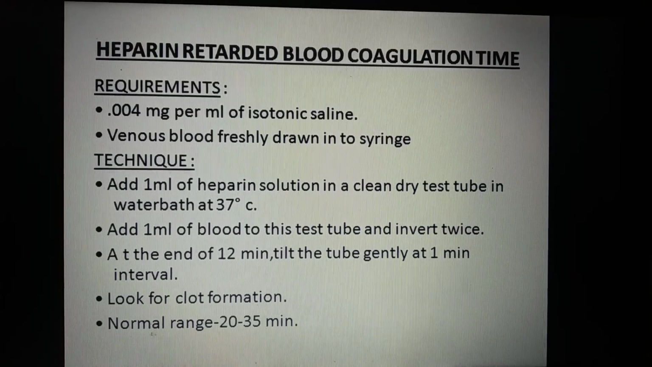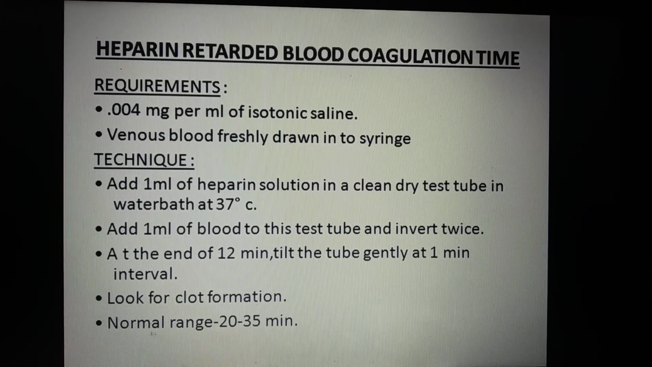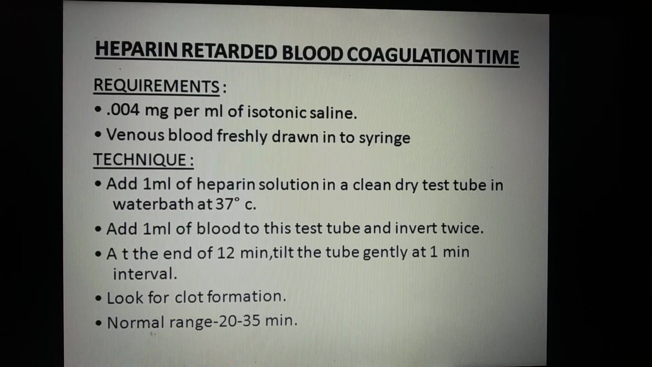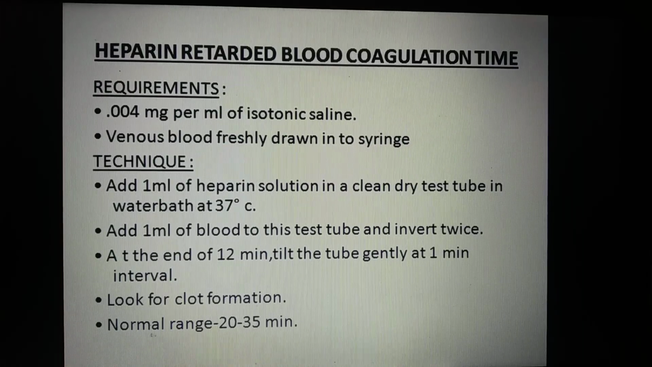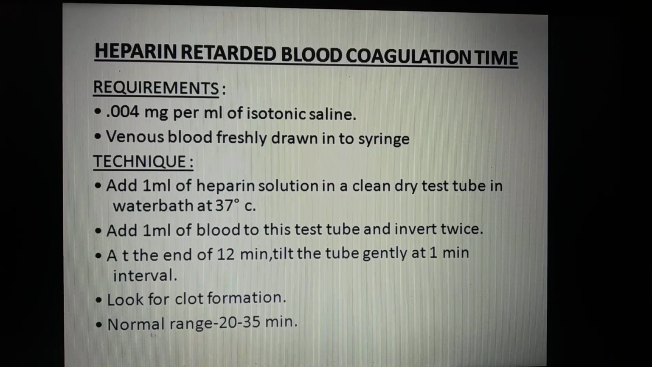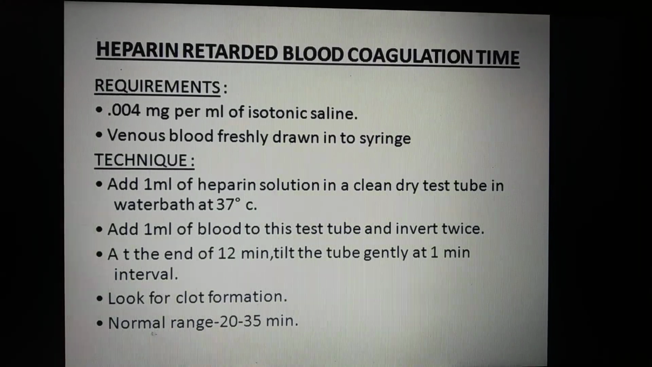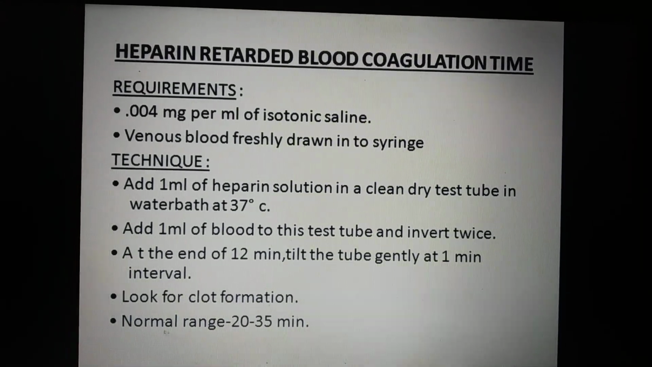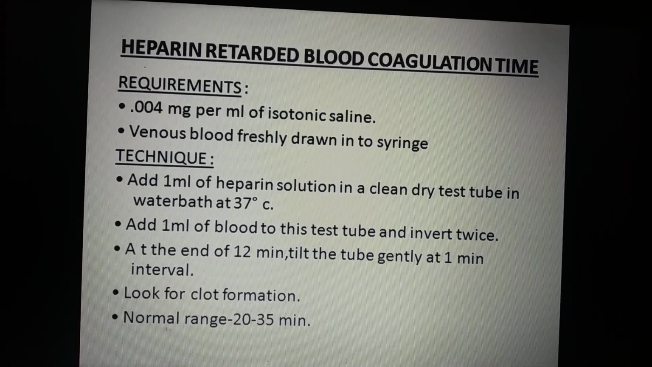Another method is heparin retarded blood coagulation time. Here we need isotonic saline and venous blood freshly drawn into the syringe. Now add 1 ml of heparin solution in a clean dry test tube in a water bath at 37 degrees centigrade. Then add 1 ml of blood to this test tube and invert twice.